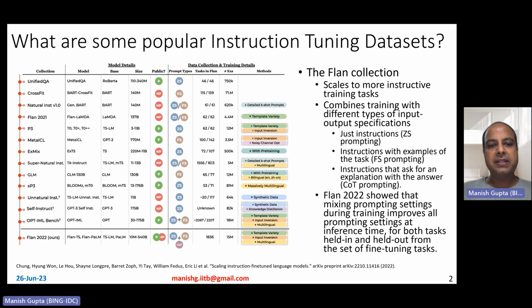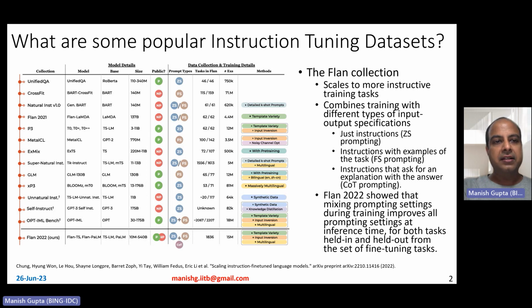Right. So let's basically start by understanding what are some popular instruction fine-tuning data sets. In the past 1 or 2 years, there has been a tremendous increase in the number of publicly available prompting data sets for instruction fine-tuning, starting from unified QA to CrossFit to natural instructions V1.0, Flan 2021, P3 dataset, Meta ICL dataset, and so on.